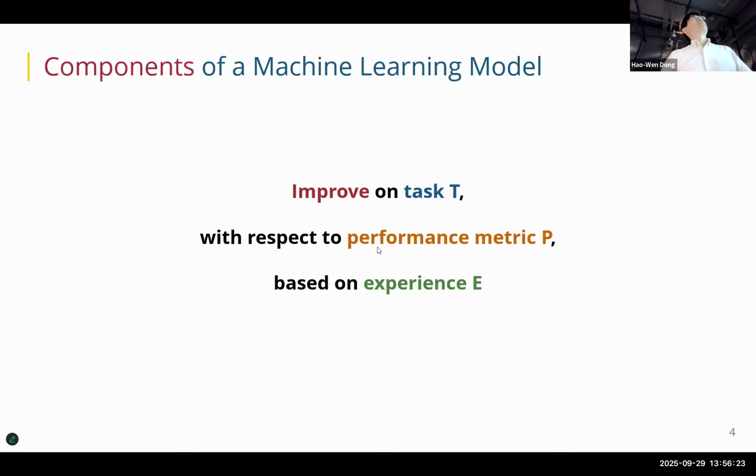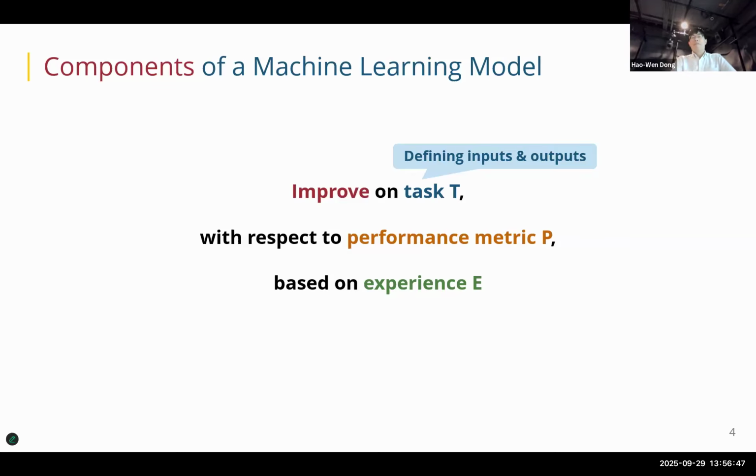Sometimes performance metric P is missing, where you don't really have a way to evaluate a model. So your model is not technically learning something, because there's no way you can measure whether it's learning something. You couldn't see whether the performance is improving. So every single word here is very important.